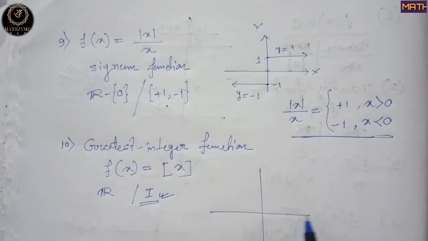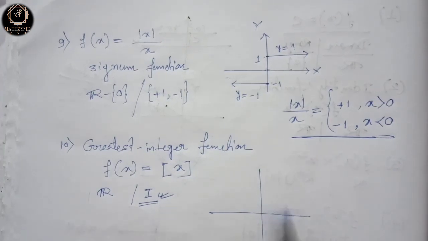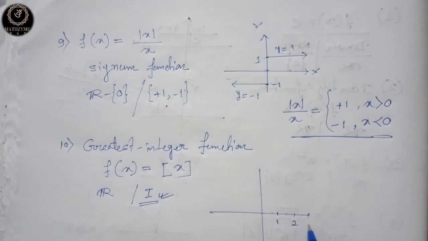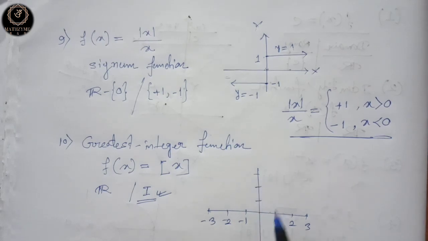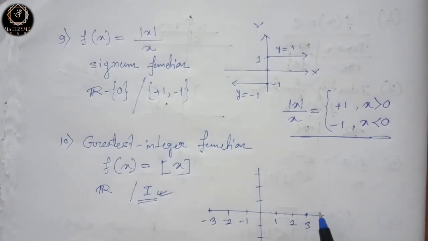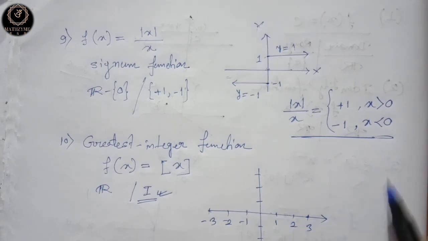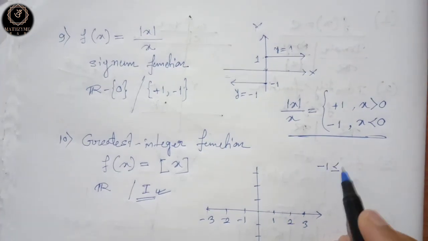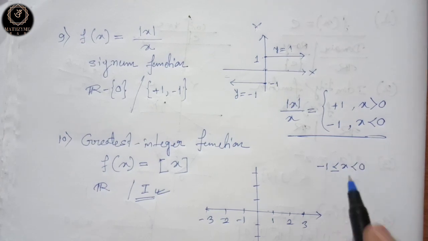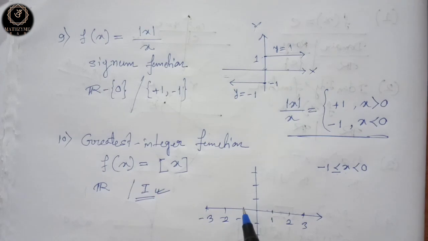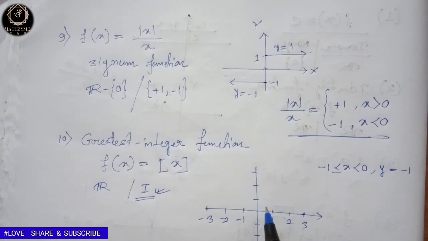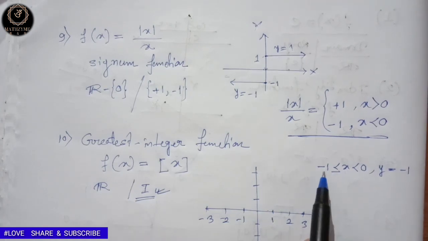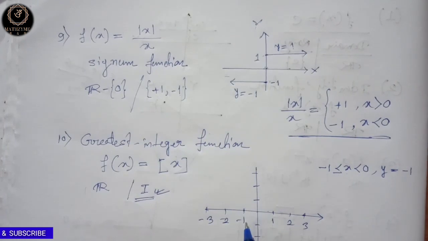The graph is like this. Here is the integer function: 1, 2, 3, negative 1, negative 2, negative 3. This is 1, 2, 3, 1, 2, 3. Now for this range, minus 1 less than or equal to x less than 0, that is x is equal to minus 1. If x equals minus 1, then y equals also minus 1. And remember, x is greater than or equal to minus 1. So the graph is like this.